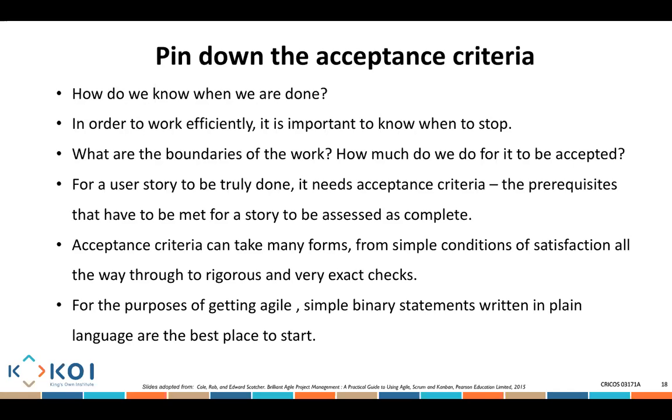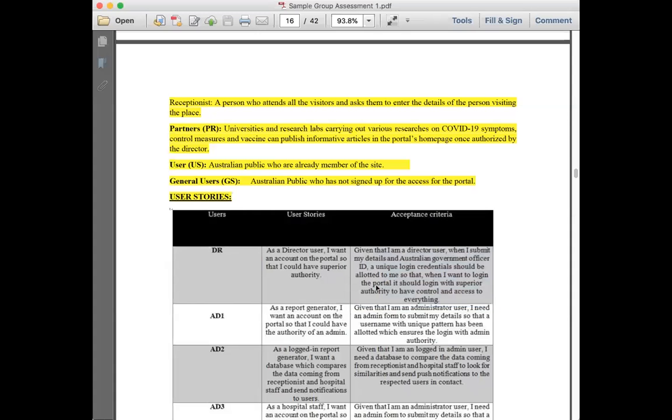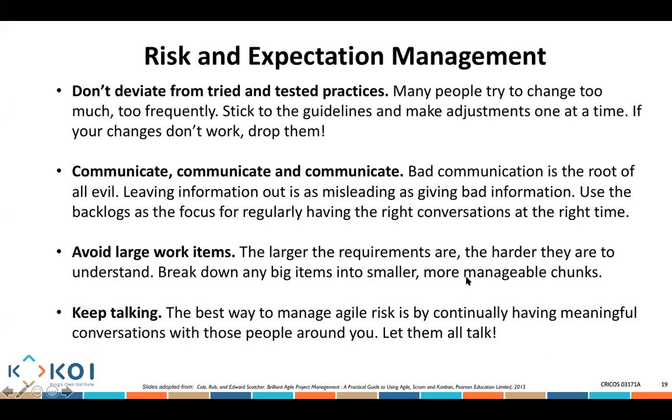For the purpose of getting agile, a simple binary statement written in plain English is best. Now, what is a binary statement? It's a statement that says something along the line, if this happened, then something else happened. In other words, if I log in to the account, I could get superior access. Just really talking about two things that are related together. As a user, I want to do this so that I can do this. There's actually a connection between those two statements to be able to get a job done.